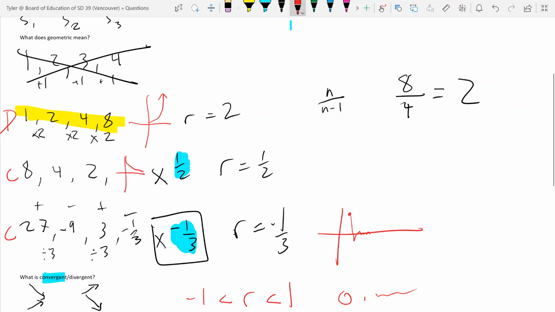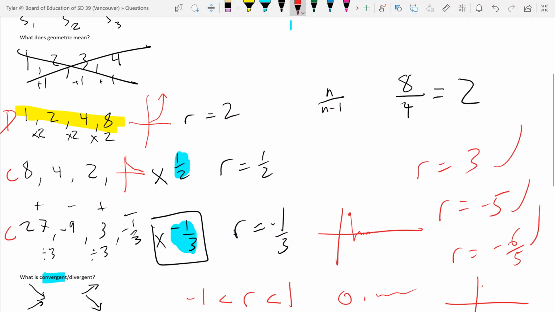Anything where it's bigger, so if you have an R of like 3 or an R of -5, anything like that, or even if it's an R of like -6 over 5, that's greater than 1, right? Those are all going to be divergent, where it's going to get extremely bigger, even if it's a negative number. So like this one would actually work like this. So it starts with this number, and it gets bigger and bigger and bigger and bigger, farther away from the 0. Those are the basics.